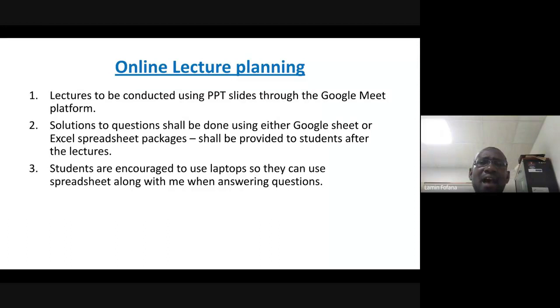But try and get a laptop and then have your spreadsheet in there. It's really important so that you can practice. It's going to be very difficult using mobile to practice because a mobile phone is very, very small, okay? And the trouble with a tablet is that it is big, but it's not that user friendly compared to a laptop. Okay.